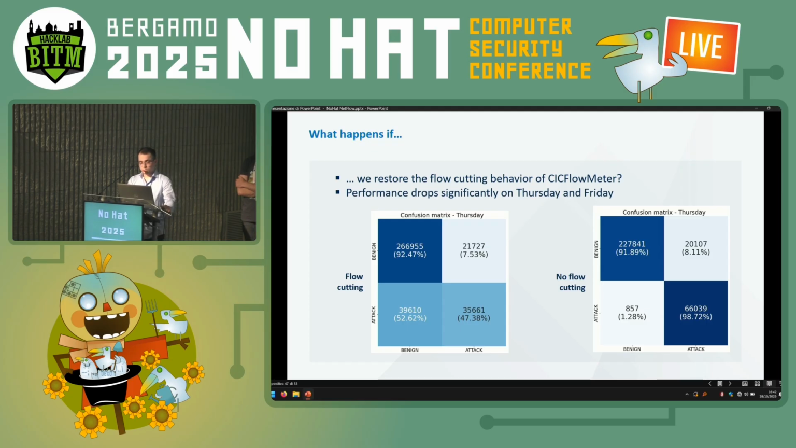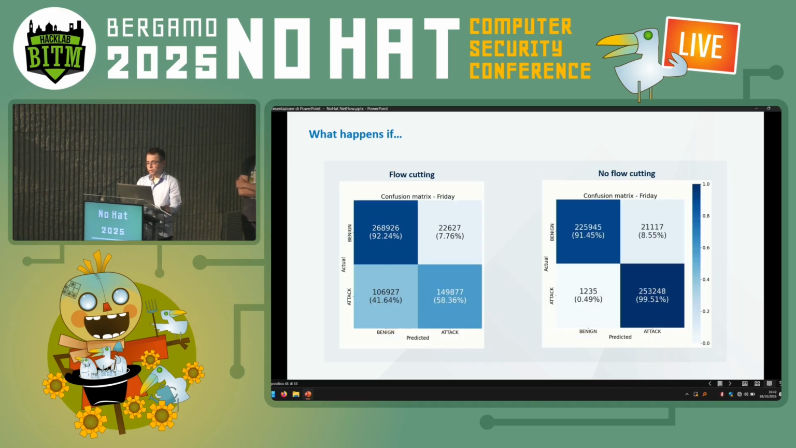So let's try something else. What happens if we restore the flow cutting behavior of NetFlowMeter? We have an experimental feature in the version 2 to do just that. The performance drops significantly, specifically on Thursday and Friday. So here you can see the comparison for Thursday between the flow cutting version and no cutting version. And here you can see the comparison for Friday. Basically, when cutting, we have a much higher false negative rate.